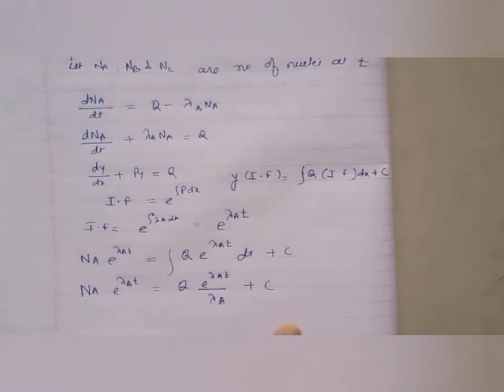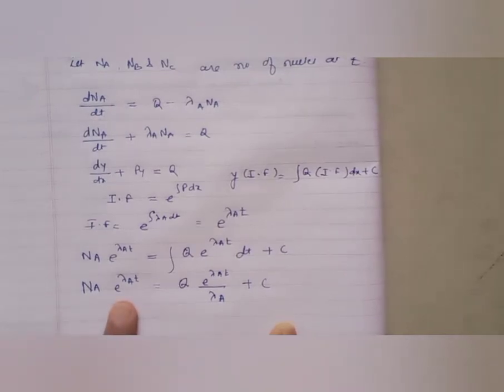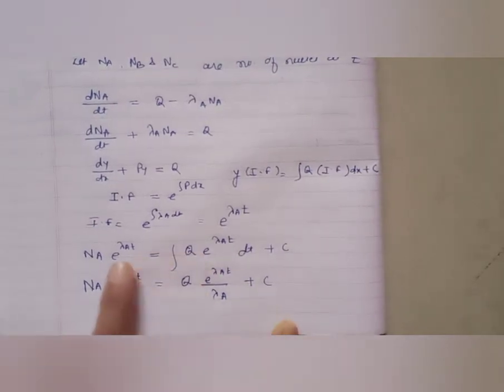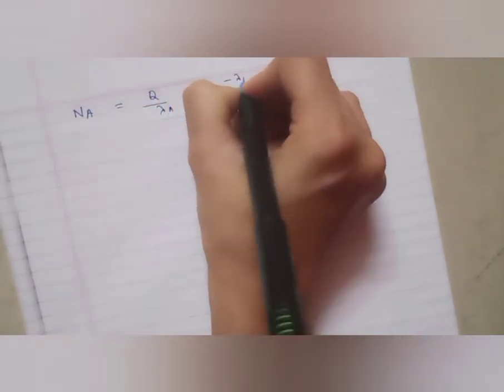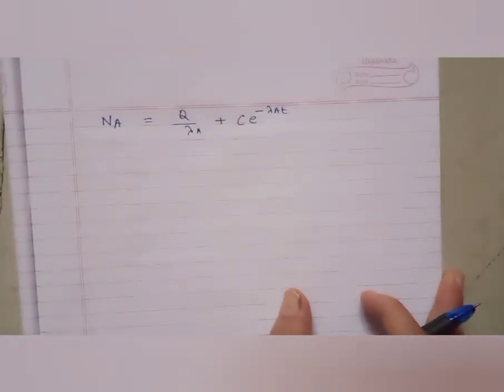Now what we will do is divide the whole equation by e raised to lambda A t. So this will get cancelled, this will get cancelled, and here we will get e raised to minus lambda A t. So what I will get is Na equals Q upon lambda A plus c e raised to minus lambda A t. I have simply divided the whole thing by e raised to lambda A t, that is it.